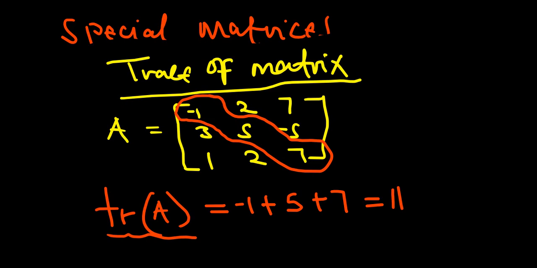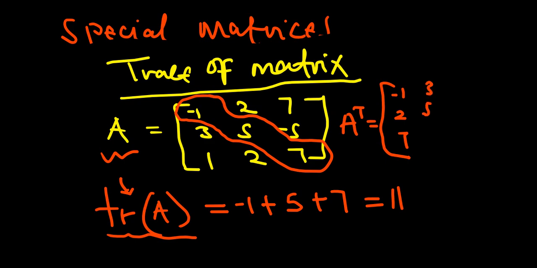One thing that you should note about the trace of the matrix is that when you find the transpose of this matrix A here, the trace of the matrix does not change. So let's find the transpose of A. If I find the transpose of A here, it's going to be -1, 2, 7, and then I have 3, 5, -5, and then I have 1, 2, 7. You see that the entries in the main diagonal there will not change. We'll still have the -1, the 5, and the 7.